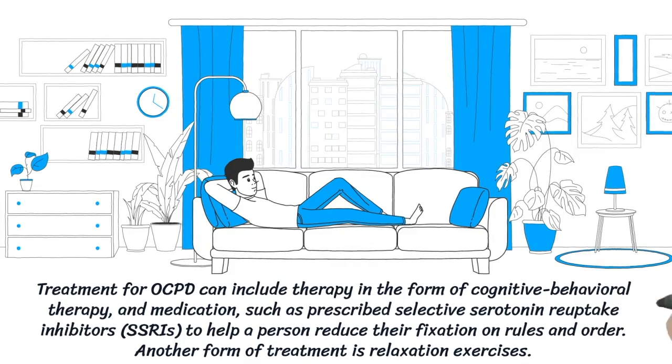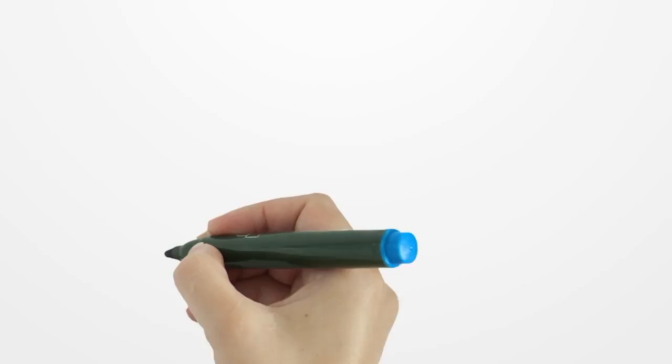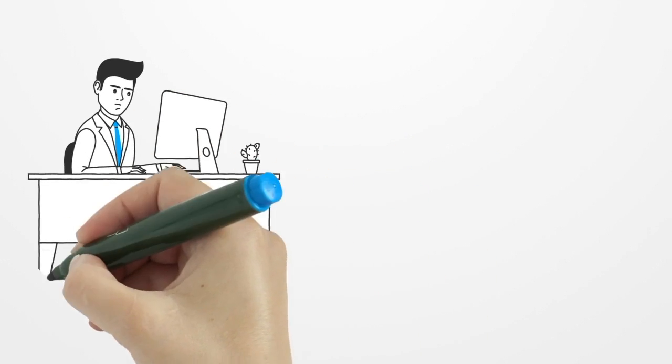Treatment for OCPD can include therapy in the form of CBT, cognitive behavioral therapy, as well as medication like prescribed SSRIs to help a person reduce their fixation on rules and order. SSRIs increase serotonin levels in the brain and can have a positive influence on mood, emotions, and sleep. Another form of treatment is relaxation exercises. Mindfulness practices such as meditation, deep breathing, and relaxation techniques can help a person reduce their stress levels that are causing them to engage in OCPD-like behaviors.